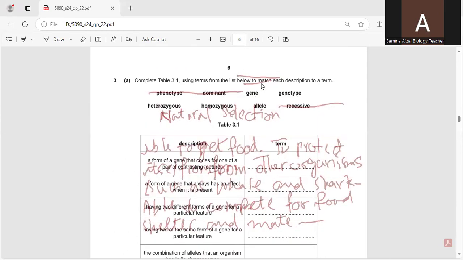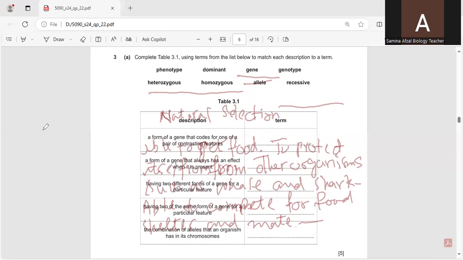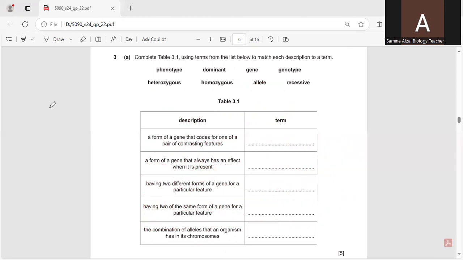Now the next question, question number three, is: complete table 3.1 using terms from the list below to match each description to a term. So first of all, the different words which are shown over here are: a form of a gene that codes for one of a pair of contrasting features. So it is an allele.